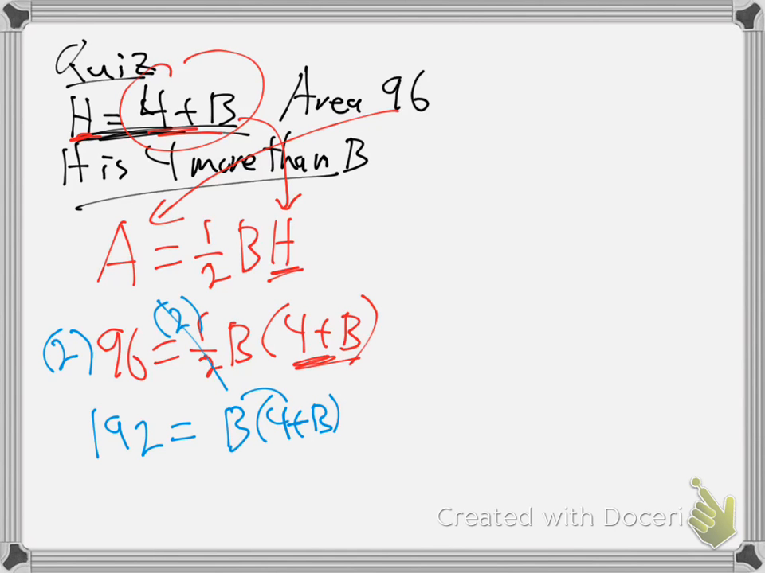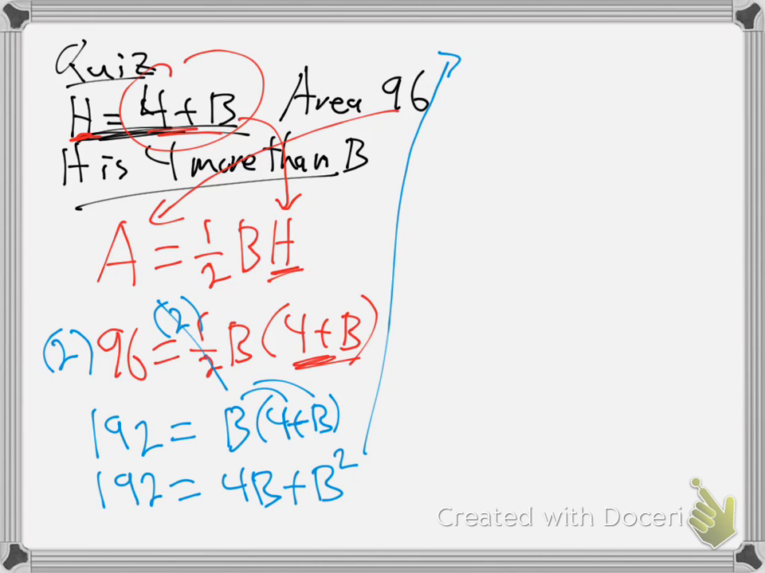Okay, now the b distributes, right? So 192 is 4b plus b squared. We good? All right, I'm going to bring it up here. So 192 is 4b plus b squared. What are we supposed to do the minute we see b squared? Get a 0, right? Everybody good with that? As soon as you see b squared, get a 0. Like a knee-jerk reaction.